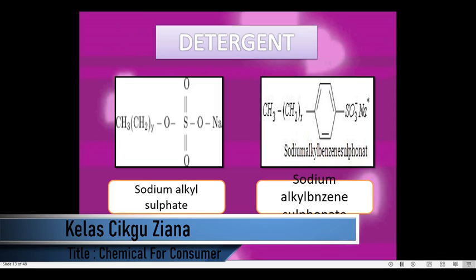Okay, bila sulfuric acid dicampurkan, dia akan mendapat alkyl sulfonic acid. Kemudian it will neutralize with the sodium hydroxide. That's why dia dapat sodium alkyl sulfate. Okay, sama juga yang sebelahnya, long chain of the alkene, alkylation, dia akan tindak balaskan dengan benzene and anhydrous.